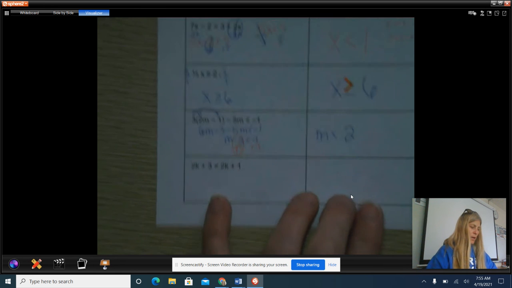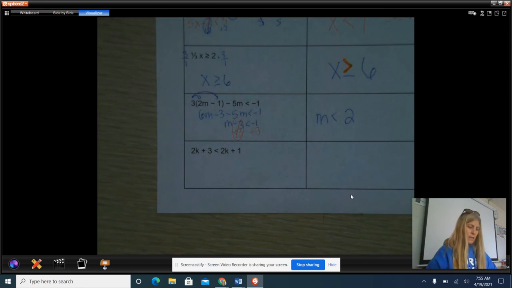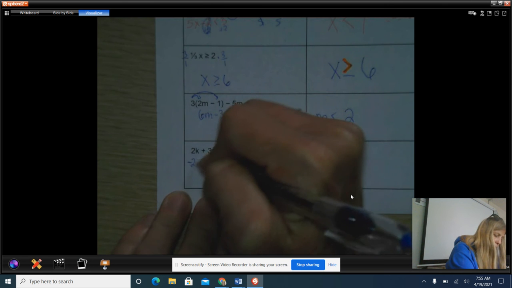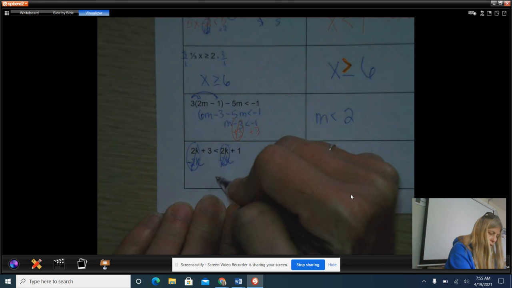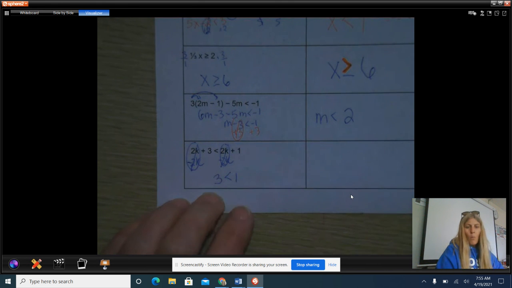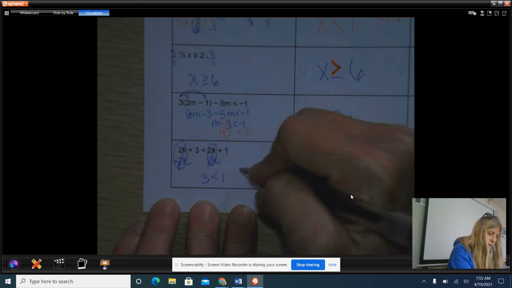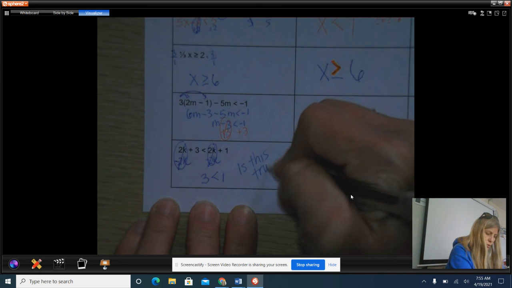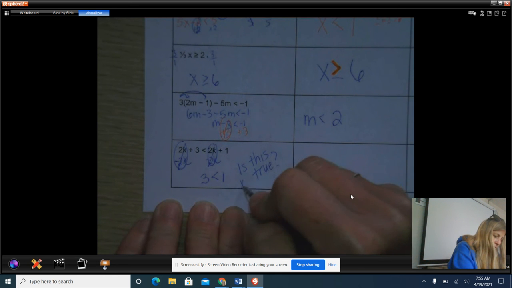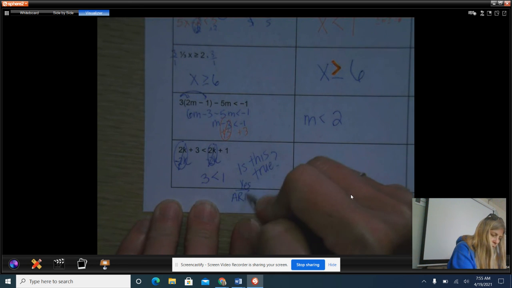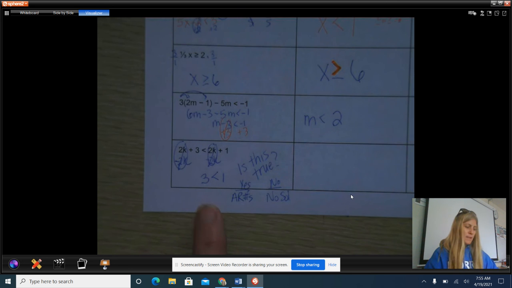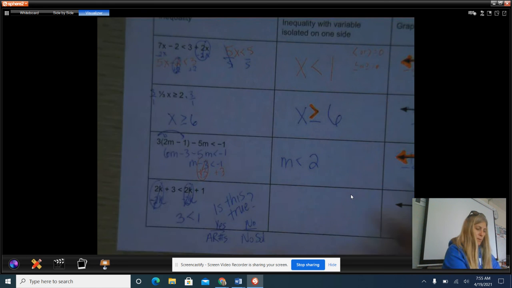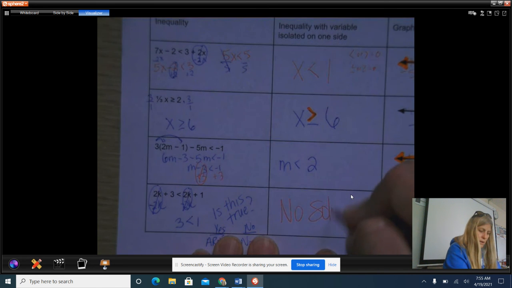Okay, our last one here. We're going to subtract 2k from both sides. And our variables go away. So what we have left is 3 is less than 1. Once our variable goes away, we ask ourselves, is this true? Once again, if the answer is yes, then your answer is going to be all real numbers. If your answer is no, this is not true, then there's going to be no solution. Now, in this case, 3 is not less than 1. 3 is greater than 1. So our answer for this problem is no solution.